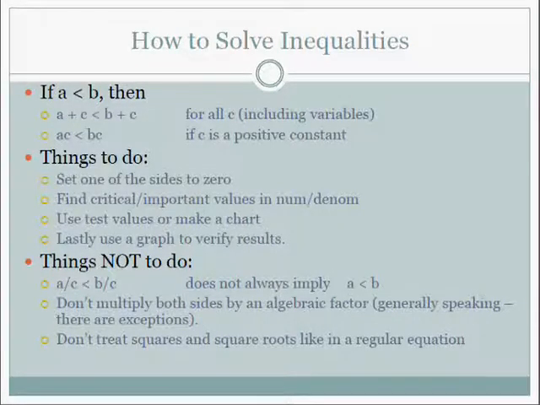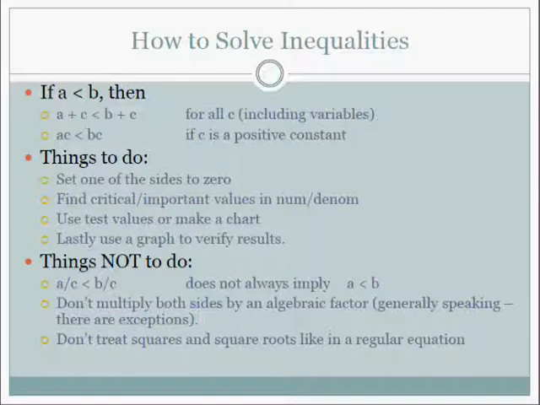So, of course, how do we normally solve these inequalities? We have to follow some regular rules that are, again, very similar to what's going on when we solve a regular equation. Set one of the sides equal to 0. Again, the proper way to do this is to subtract everything onto one side.